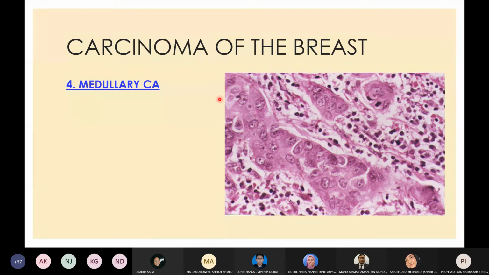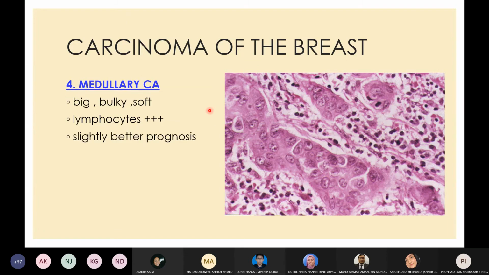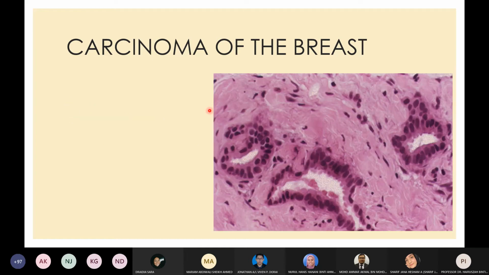Medullary is specific because the cells are pleomorphic, yes, but they are accompanied by numerous lymphocytes. Somehow, this is characteristic of this breast cancer. They tend to be big in size. The good thing is the prognosis is better than ductal. This is the tubular one, which has a very good prognosis.